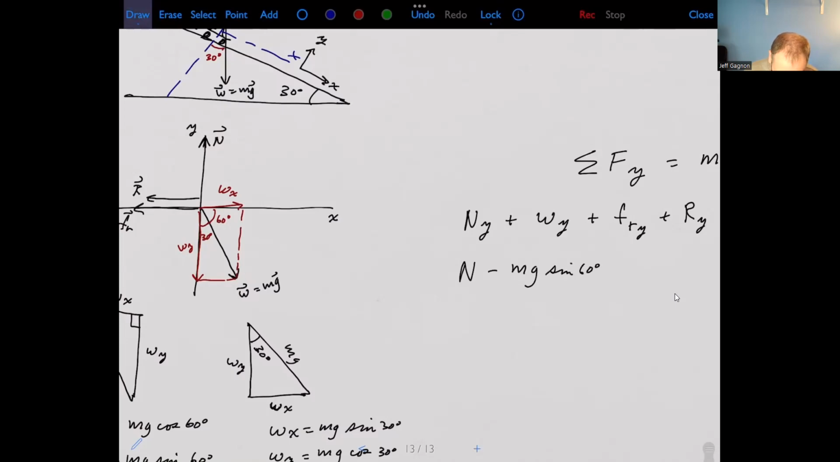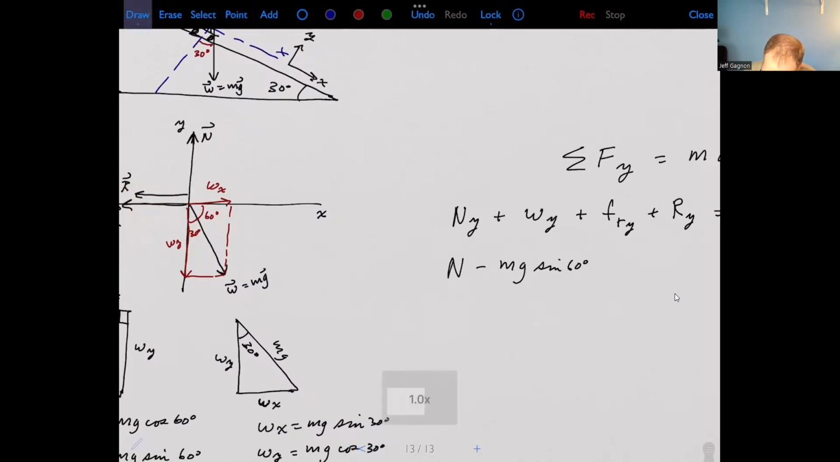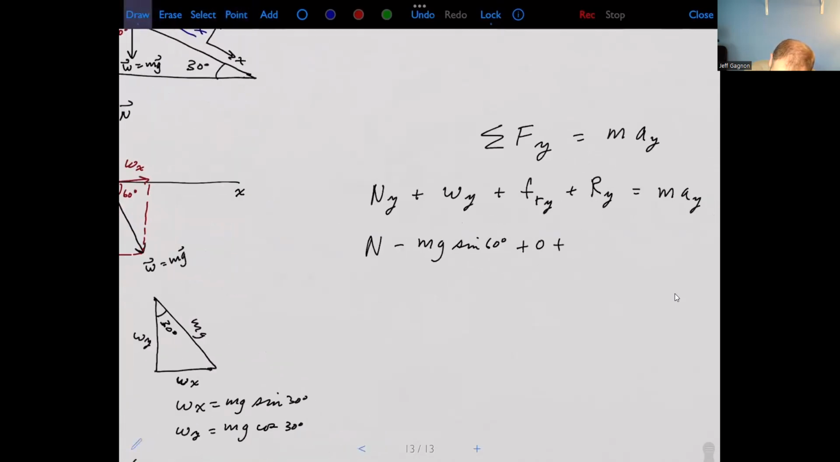And then the y components of the other two forces, the air resistance and the rolling friction, are both zero, right? Those vectors are in a negative x direction. There's no component in the y direction. So these are both zero. And since this skateboard is not leaving the road, it's not moving in the y direction at all, we have a constraint that the acceleration in the y direction is zero. So in this case, the normal force is not quite equal to the weight. It's equal to mg times sine of 60, right? It's equal to the y component of the weight, basically.